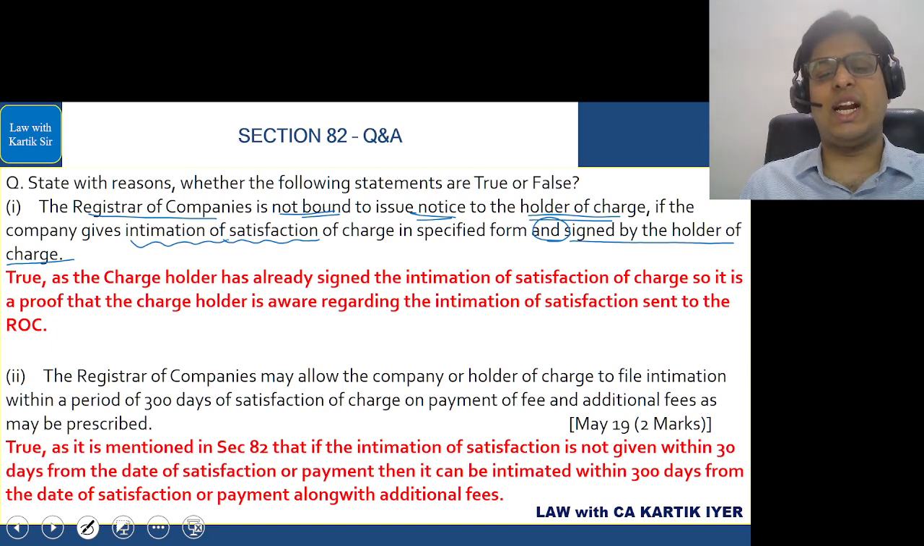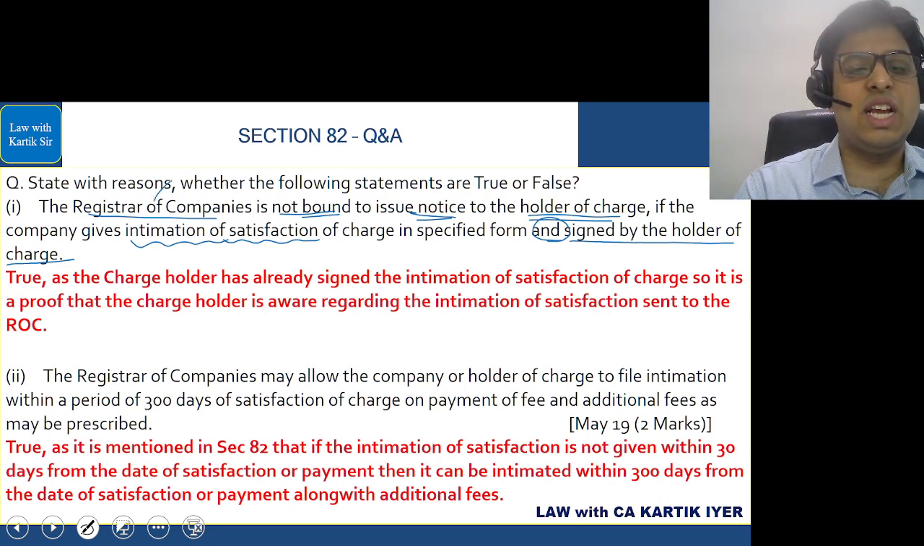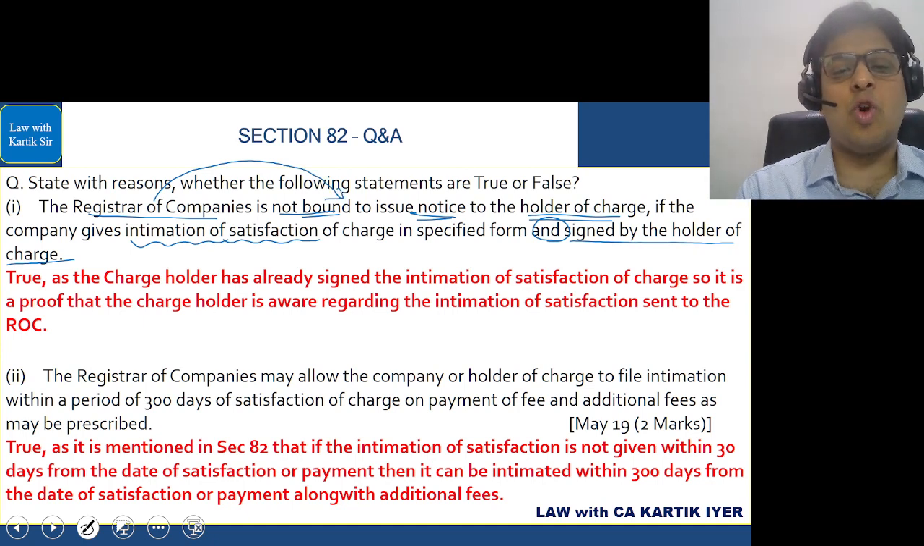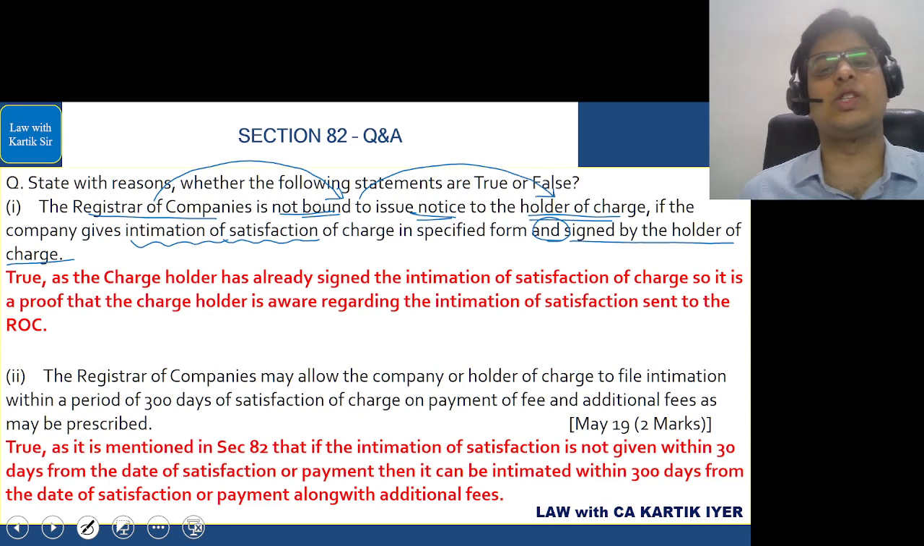The company does a very nice thing. The company first takes that intimation of satisfaction of charge to the bank or the lender or the charge holder, whoever it is. The charge holder then signs, saying yes, you have paid the loan amount, we agree. Then the company goes and gives the intimation of satisfaction of charge to the ROC, saying, see boss, the loan amount is fully paid, and see, the charge holder has also signed it. So they have asked, is the registrar of companies bound to send a notice to the charge holder, because the charge holder has already signed?